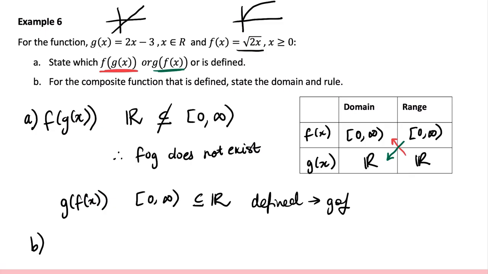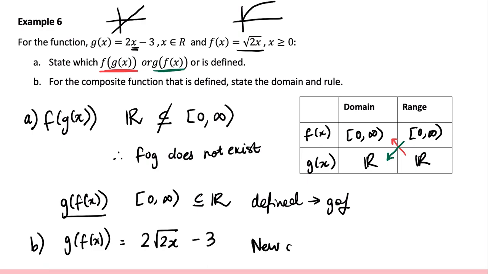It says for the composite function that is defined, state the domain and rule. So the one that is defined is g of f of x. To figure out what the rule is, remember we start by writing the function g, and whenever I come across an x, I substitute in the other function. So it'll look like this, and then we continue. Now the new domain, remember, is always the domain of the inside function. Since we have f of x, the domain will be this one. We can only put in x values from 0 to infinity, and that makes sense because I obviously can't take the square root of a negative number.